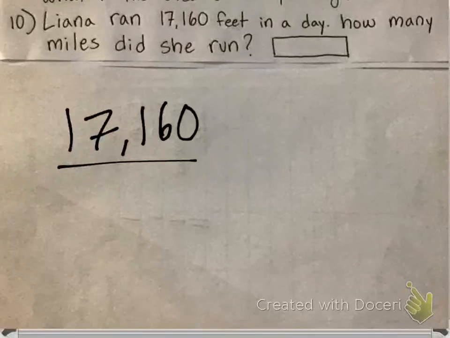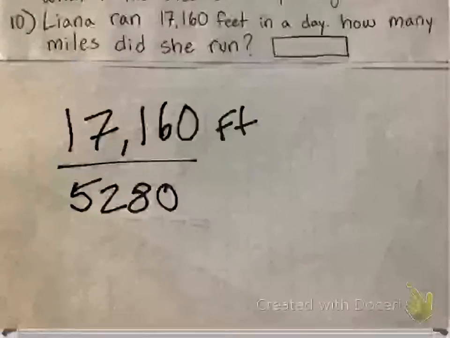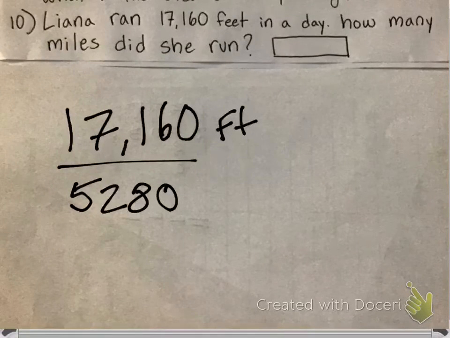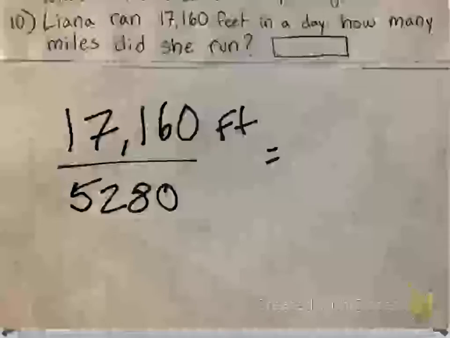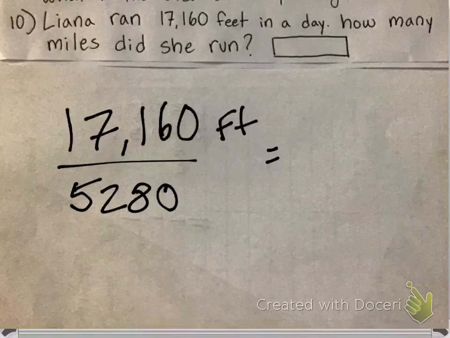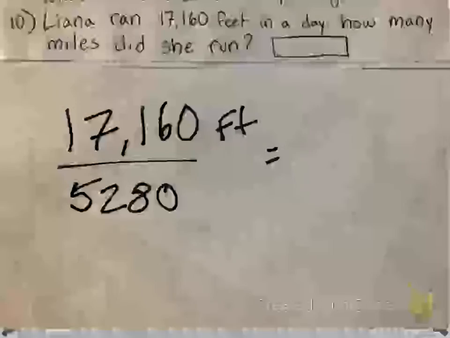We're gonna wanna divide it by something, because we're splitting it up from feet into miles. How many feet are in 1 mile? Let's see, Oswaldo. Yes, 5,280, exactly. We can just do our long division, but quite frankly, I don't want to. So, who has the answer?